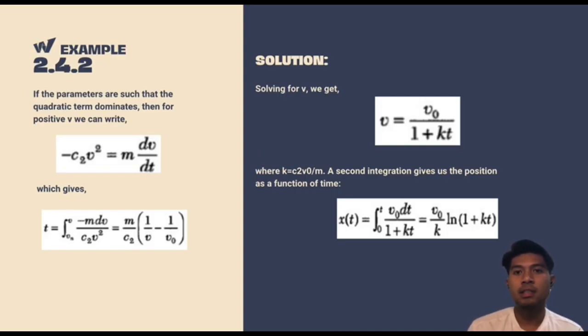So let's move to example 2. If the parameters are such that the quadratic term dominates, then for positive v, we can write negative c2 v to the power of 2 equal to m dv over dt, which gives as below. So for the solution, solving for v, we get v equal to v naught over 1 plus kt, where k equals c2 v naught over m. Second integration gives us the position as a function of time as below.